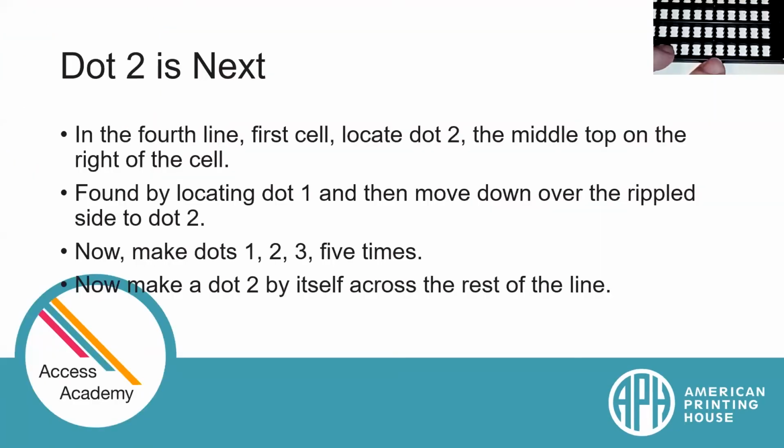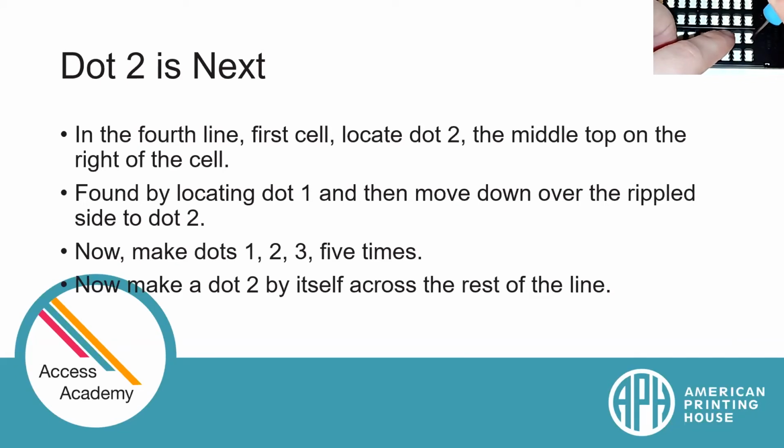Okay, dot 2 is next. It's in the fourth line, or whatever line you're in depending on where you are in your slate and stylus. In the first cell, locate dot 2, the middle top of the right cell. Some people find this by locating dot 1 and then moving down along that side to dot 2.